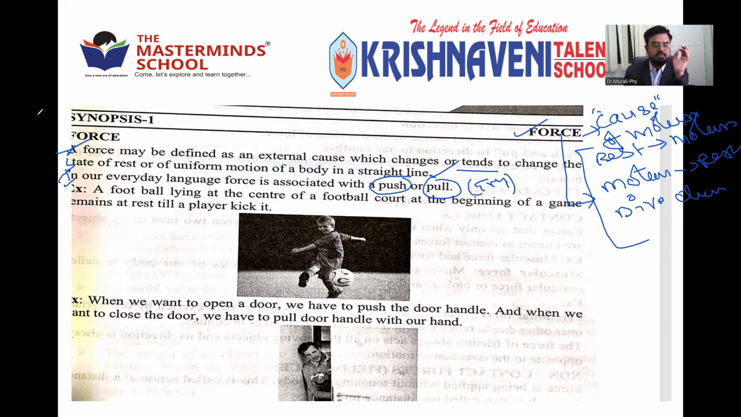Clear? So there are some examples given. A football lying at the center of the football court at the beginning of the game remains at rest till a player kicks it. They place the ball in the center first before the start of the game, and both teams join there. If you keep seeing that it cannot move, what do you have to do? You have to kick the ball. Unless the ball is kicked, it cannot move.